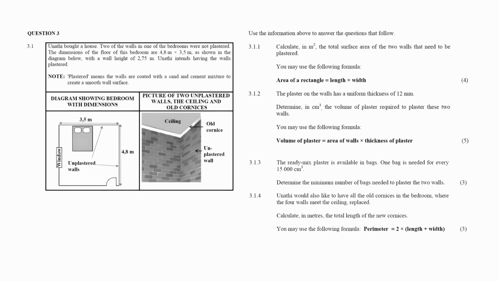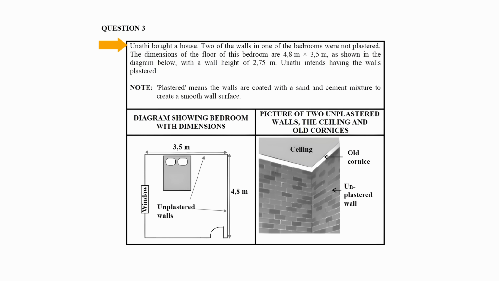Question 3.1 consists of 4 measurement questions designed to assess your understanding of perimeter, area, and volume of rectangles and rectangular prisms. It is stated that Unati bought a house. 2 of the walls in one of the bedrooms were not plastered. The dimensions of the floor of this bedroom are 4,8 meters by 3,5 meters as shown in the diagram, with a wall height of 2,75 meters. Unati intends having these walls plastered.